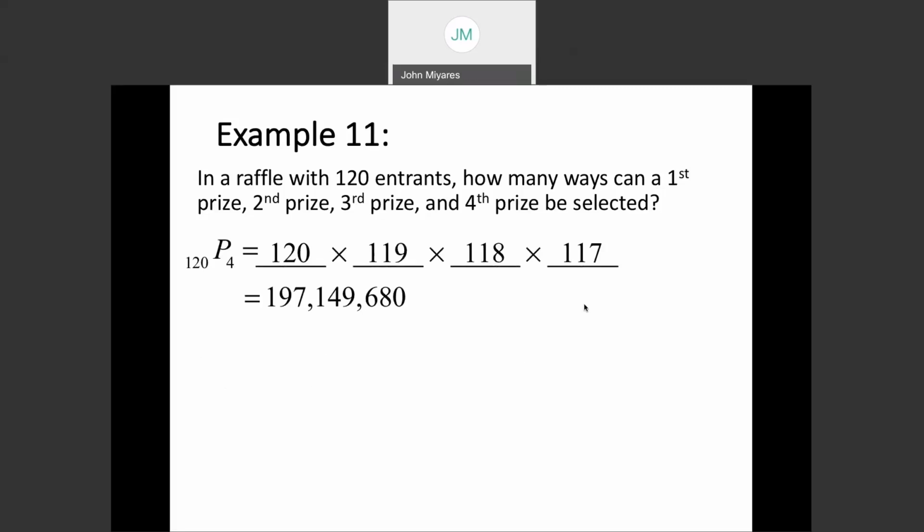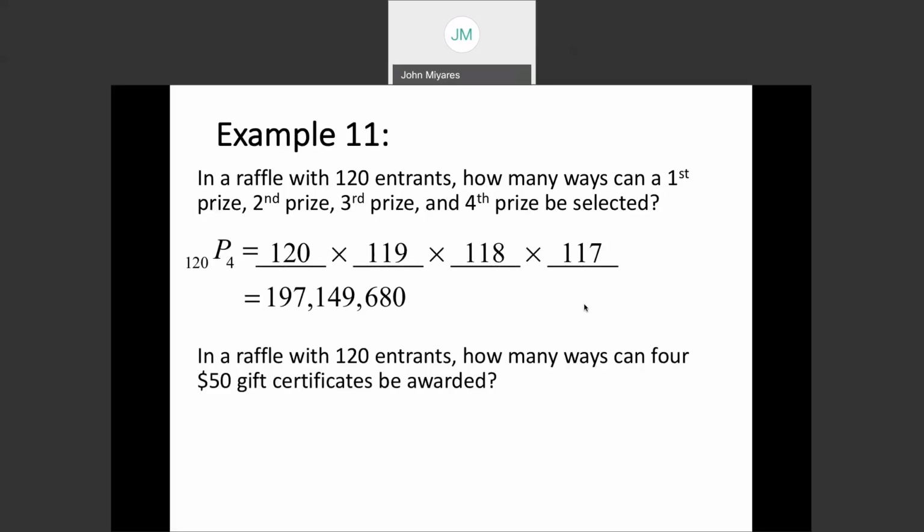Now, changing the problem a little bit. Suppose now we have a raffle with 120 entrants. How many ways can 4 $50 gift certificates be awarded? In this case, since everyone is getting a $50 gift certificate, the order in which those gift certificates are handed out doesn't matter. So we can look at this as a combinations problem, and we'll write this out as 120C4. Of the 120 people, I want to choose 4 to get a gift certificate, and the order in which I assign them doesn't matter.